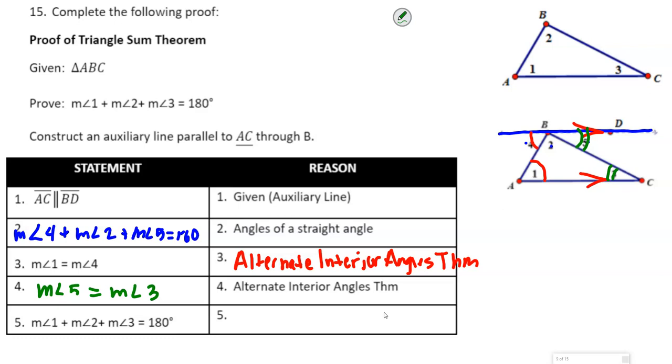So I want you to notice, look at 1 and 4. Look at step 3. Y'all see step 3 right here? So it says 1 and 4. So 4 is right there and 1 is right there. So didn't you substitute that in? Then the next step is 5, right? So 5 and 3. Y'all see that? See here? 5 and 3 are congruent. So we substituted that. So this is the substitution property. Okay?